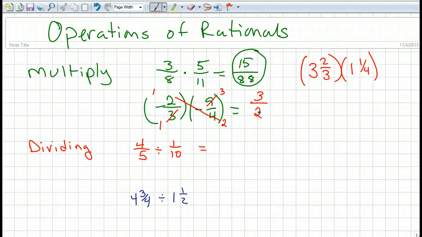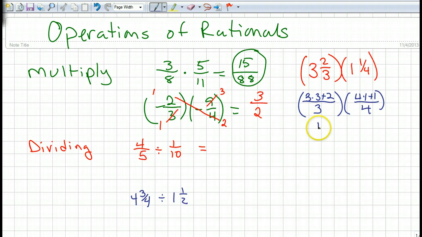Now, the third example of multiplying is when you actually have a mixed number to start with. On this one, we have 3 and 2/3. So what do I need to do first? Yep, we need to change it to an improper fraction. And in order to do that, I'm going to take 3 times 3 plus 2 is my first fraction over 3. And that's going to be times 4 times 1 plus 1 over 4. That's the same thing as saying 11/3 times 5/4.